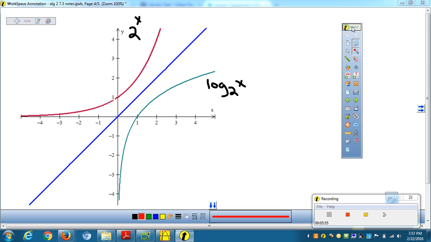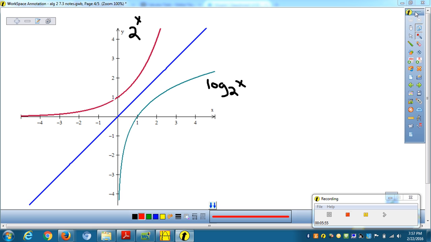Okay, so I said earlier that log functions and exponential functions are inverses of each other, and I wanted to illustrate that with a graph. So the red graph is y equals 2 to the x. That shows exponential growth. And here is our reflection line for inverses, which is y equals x.